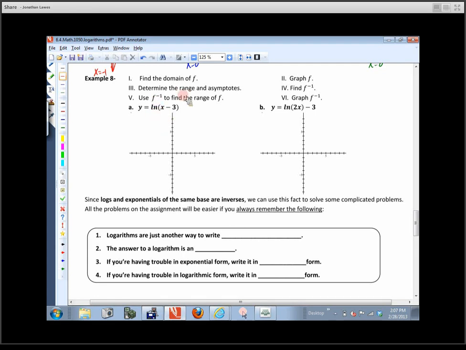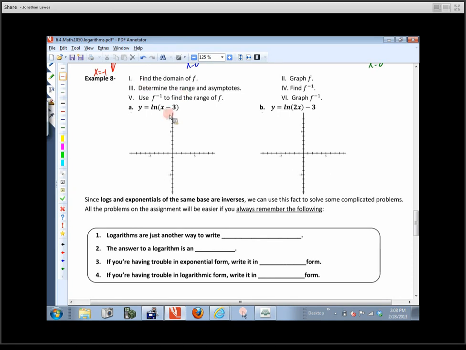Log base c. Okay, what's the inverse of log base c? Exponential base c. So when we find the inverse, we're going to have an exponential base c. Somewhere in there, there's going to be an exponential base e. Is that okay? Okay, so let's take a look at this.